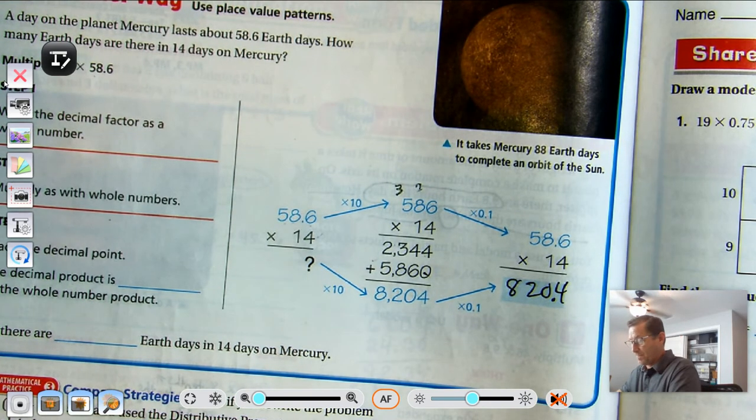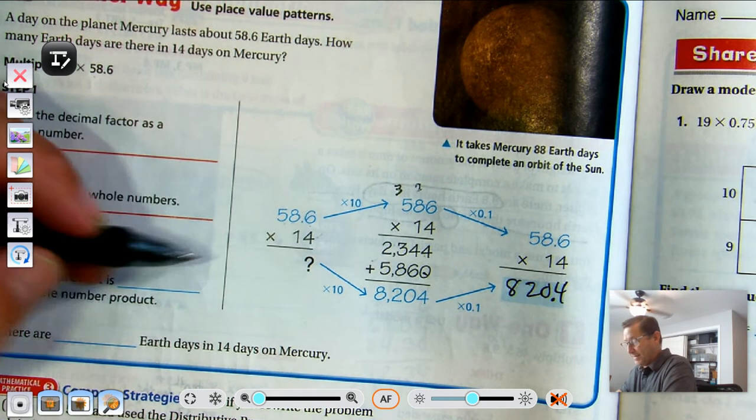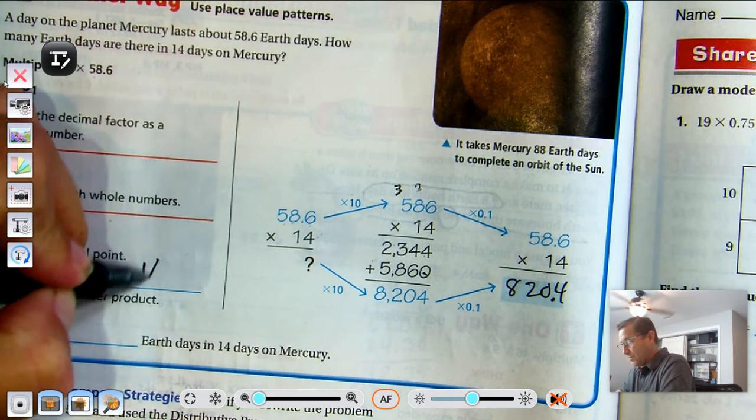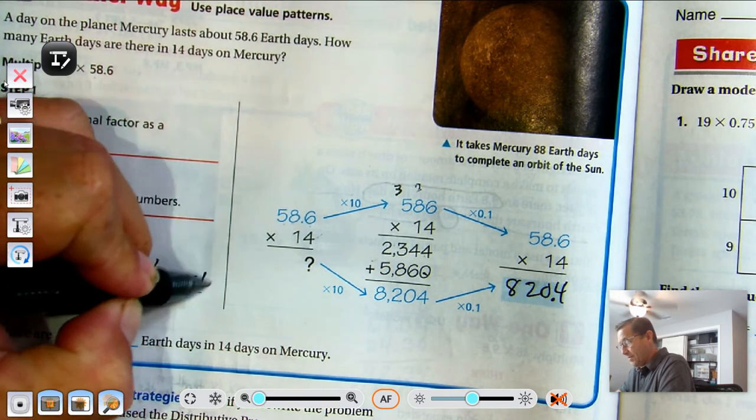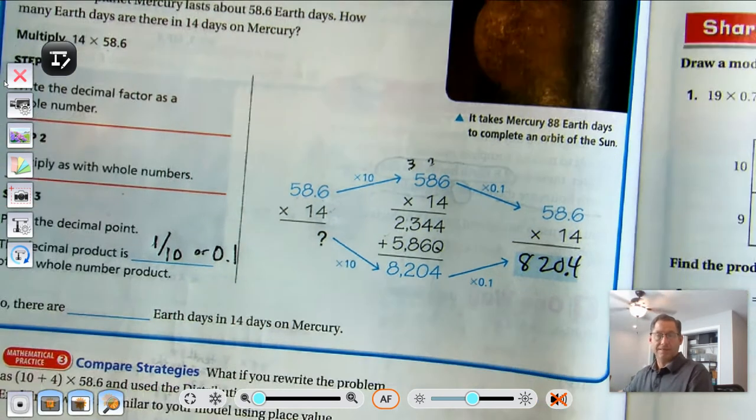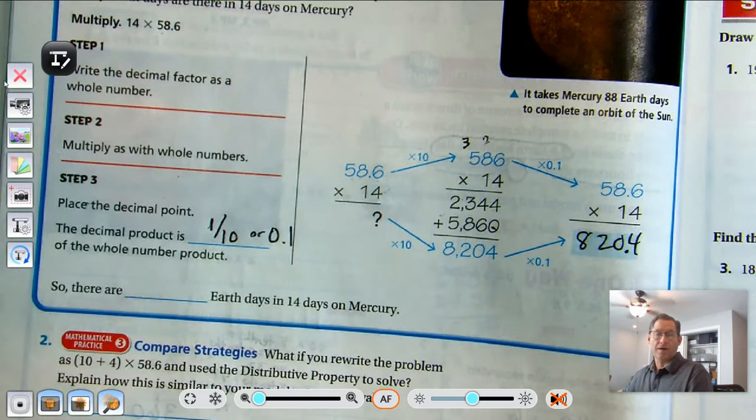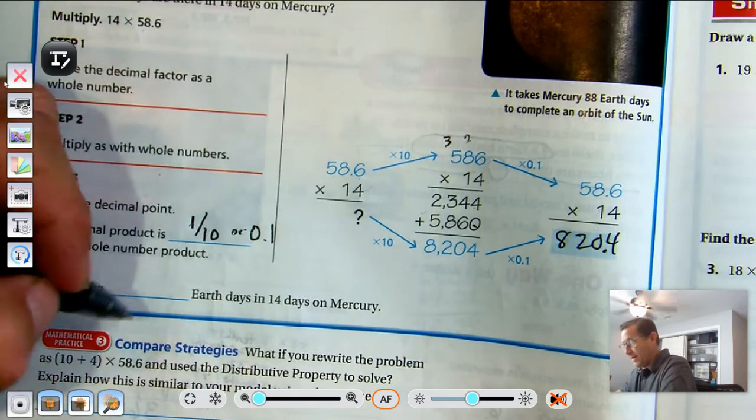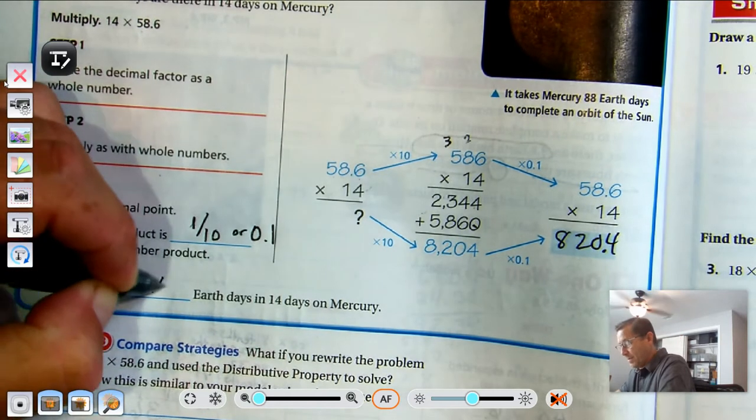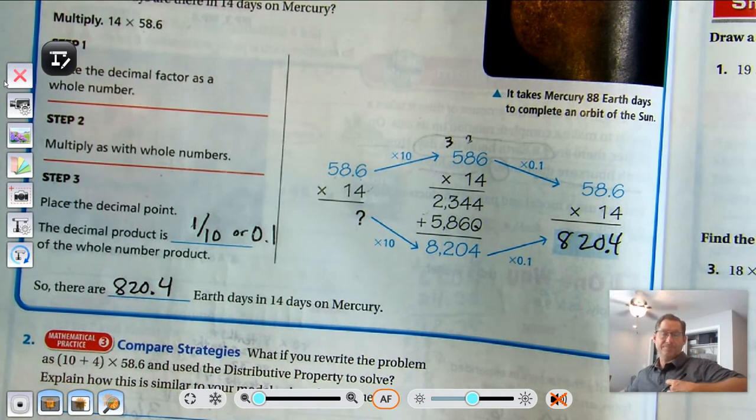So the decimal product is 1/10, or as the decimal, of the whole product. So there are 820 and 4 tenths days.